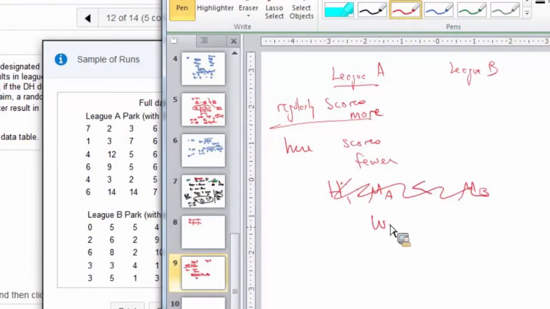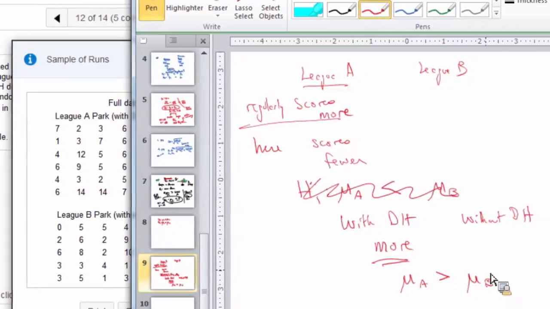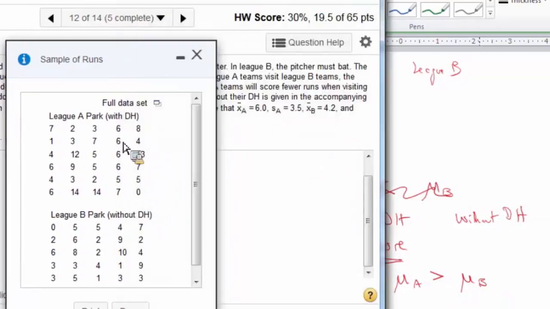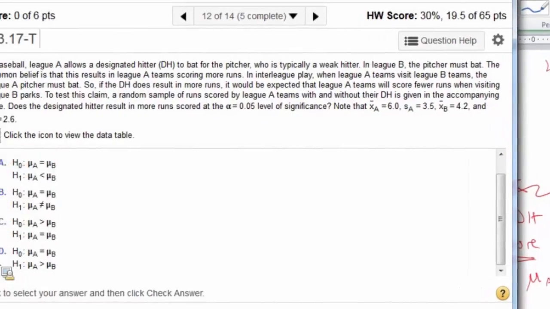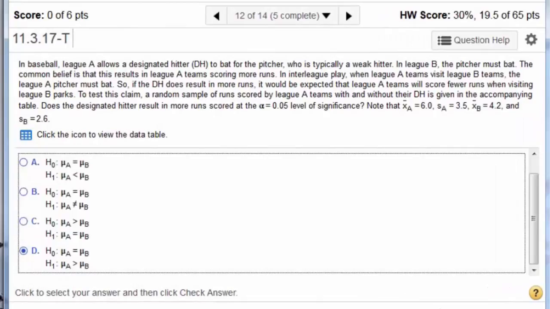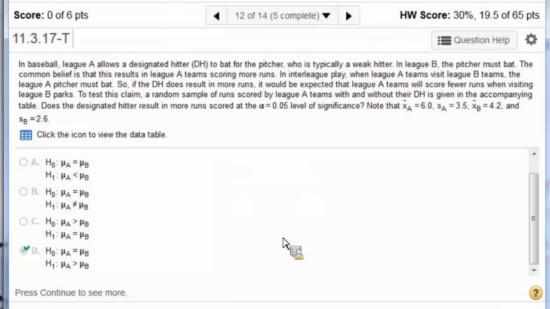So we have a with DH and without DH. And this is more. So the alternative is actually A is more than B. Okay, so the trick is to look at the with DH. It says with DH should be more. So it actually should be choice D. Oh, it gave me two tries at it.